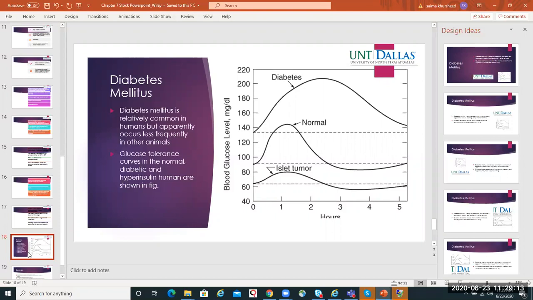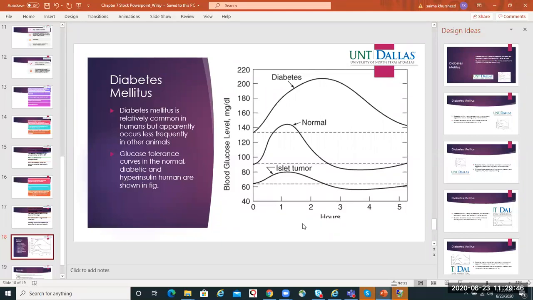So here in this figure, you can see the glucose tolerance curves in the normal, diabetic, and hyperinsulin human. So this is the normal, diabetic, and hyperinsulin human. A glucose tolerance test indicates not only the ability of the pancreas to secrete insulin, but also the ability of the liver to utilize glucose.